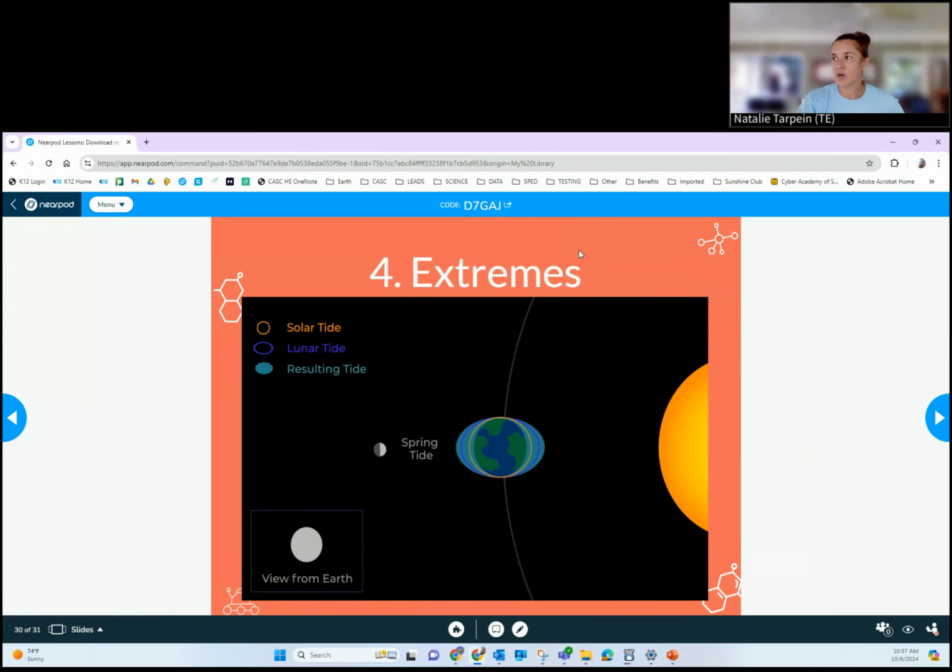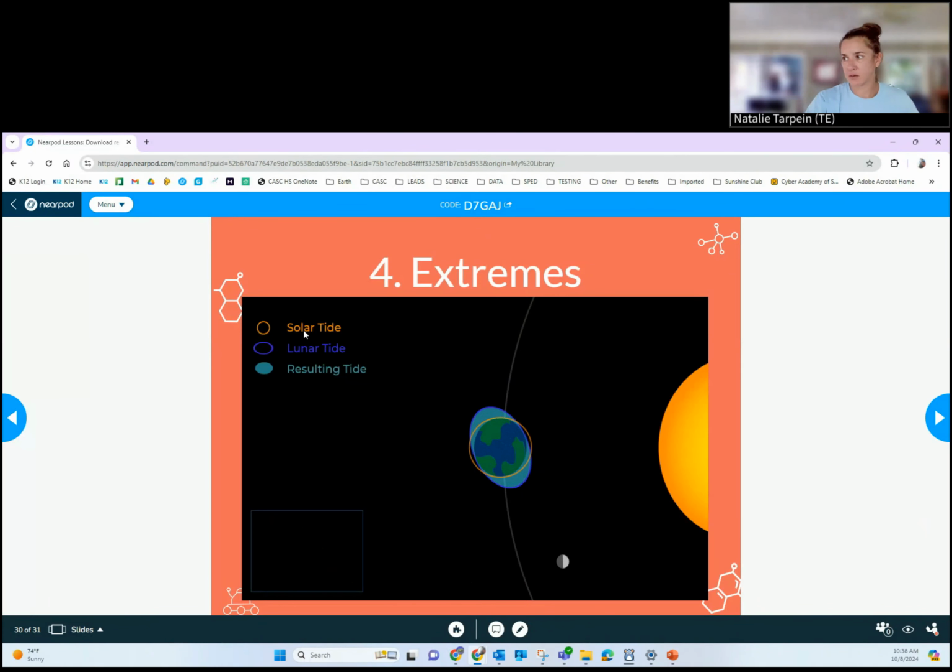Now, in tides, we do have a few cases that are what we call extremes. And this is where the sun plays a role in these extremes too. We have spring tides. We have neap tides. And that's what we're seeing here, spring tides and neap tides.